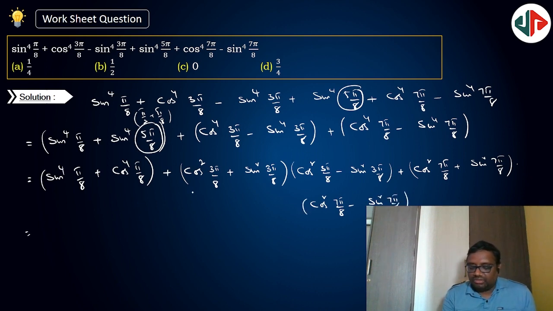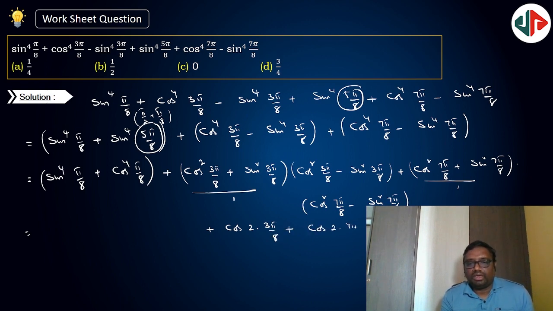Now this becomes 1 only, this is also 1 only, and what will this value become? Cos square theta minus sin square theta is cos 2 theta, so cos of 2 into 3 pi by 8. Similarly, this is also cos of 2 into 7 pi by 8. Now what about this value, sir?